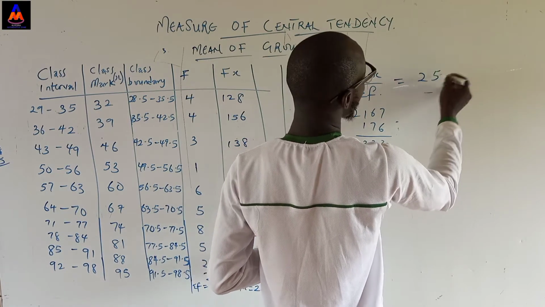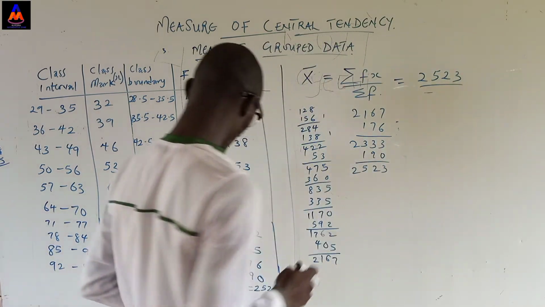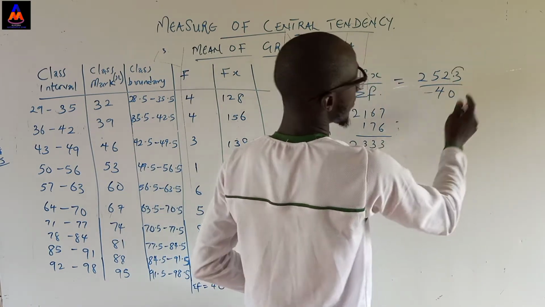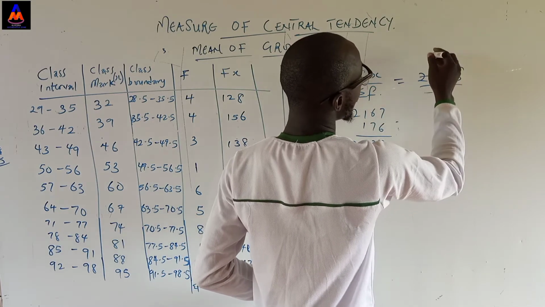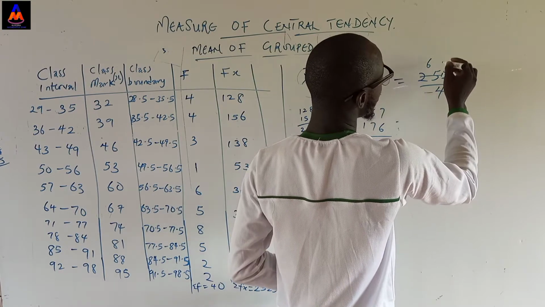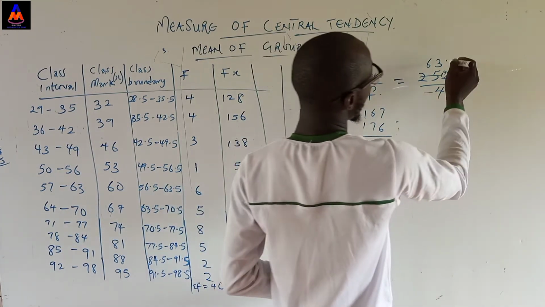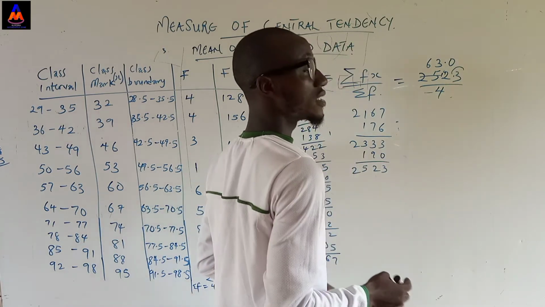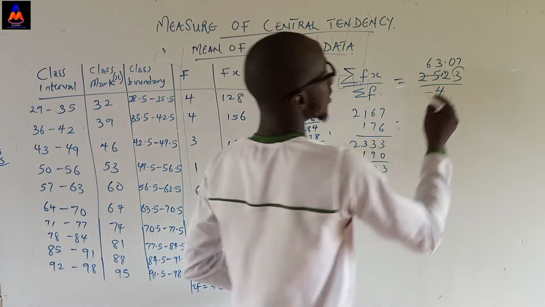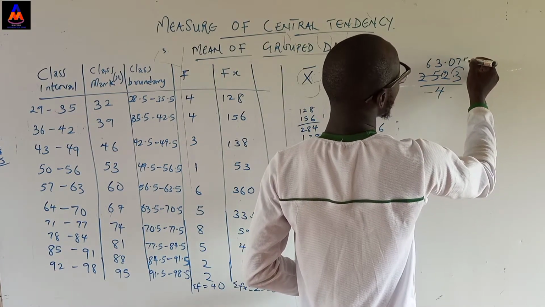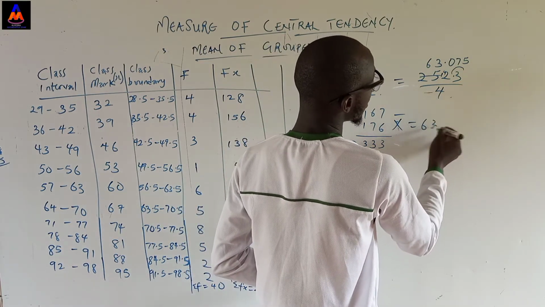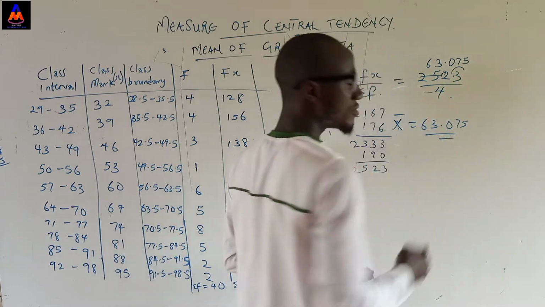Then we can now find the mean of this group data by saying summation fx, which is 2,523, divided by summation f, which is 40. Dividing this, 4 in 25, that is 6 times 4 is 24, remainder 1. 4 in 12 is going to be 3, 4 times 3 is 12. 4 in 3 is not possible, so we add a zero. 4 in 30 is going to be 7, 7 times 4 is 28, remainder 2. Then 4 in 20 is going to be 5. So at the end of the day, our mean is 63.075. So that's the mean of this group data.